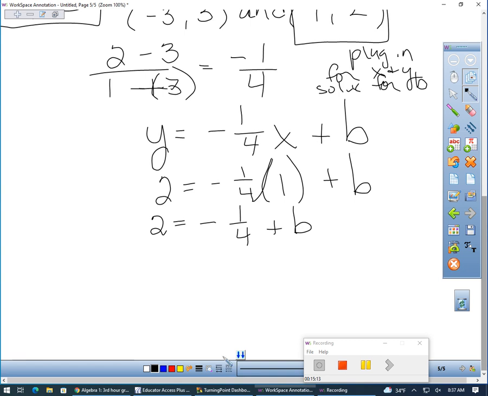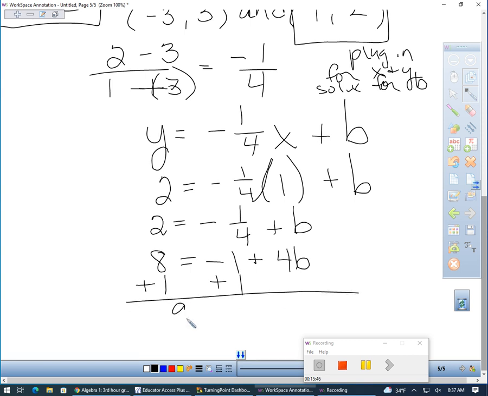Okay, we can do that. I like that idea. Let's clear the fraction. If I clear the fraction, I'm going to times everything by 4. We get 8 equals negative 1 plus 4b. Now let's go ahead and add 1 over. So we have 9 equals 4b. Now what do we do? Yep, so we're going to divide both sides by 4. We end up with b equaling 9 over 4.